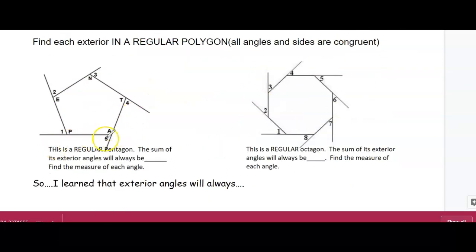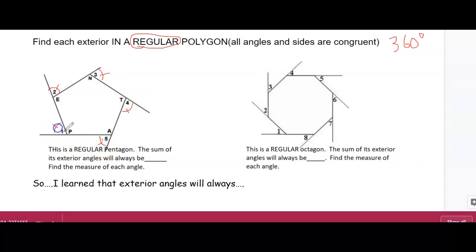Okay, last part. We just learned that when you add up all the exterior angles of any shape, any polygon, it will always give you 360 degrees, no matter what. Always. So now we're going to find each exterior angle in a regular polygon. Remember, regular means all the angles and sides are the same, so all of these angles are going to be exactly the same. They all have to add up to 360.